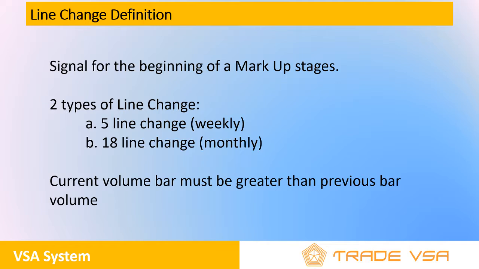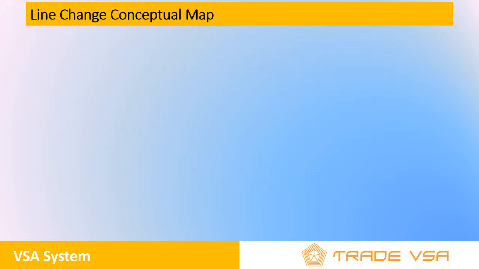The current volume bar for a line change must be greater than the previous bar to have a greater quality line change. But for today's video and today's stock trade ideas, I'm going to focus more on the monthly line change, which is the 18 line change signals.